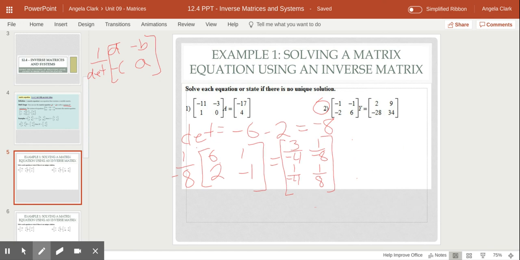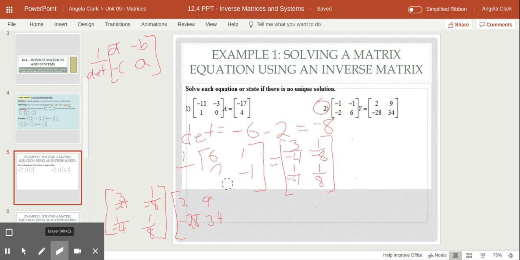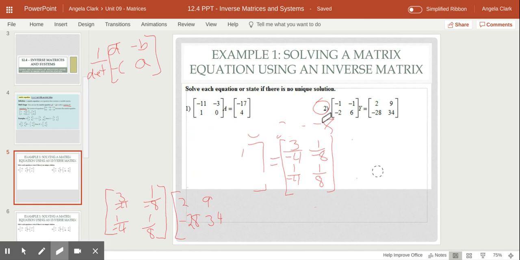So I'm going to start way over here because I know I'm going to run out of space. I'm multiplying this by 2, 9, negative 28, 34. All right, I'm going to erase this because I just need the room. Sorry, I confused it. Okay.